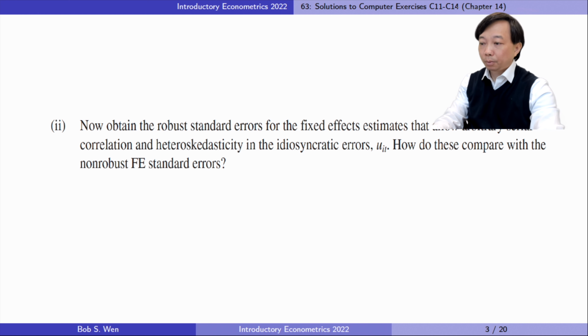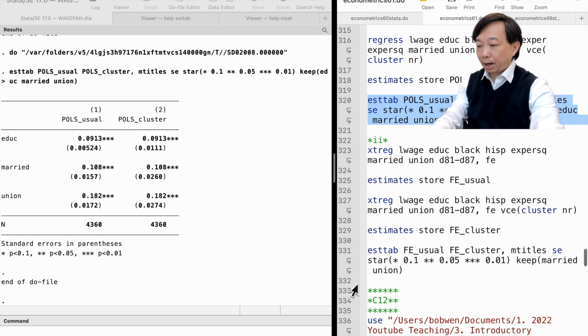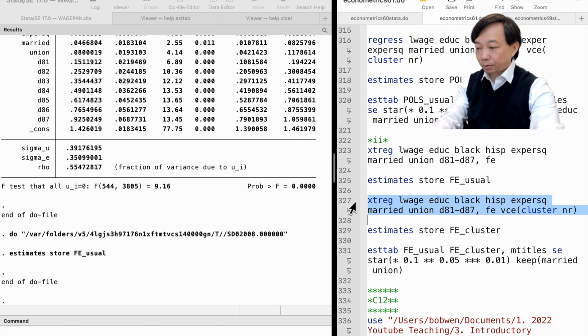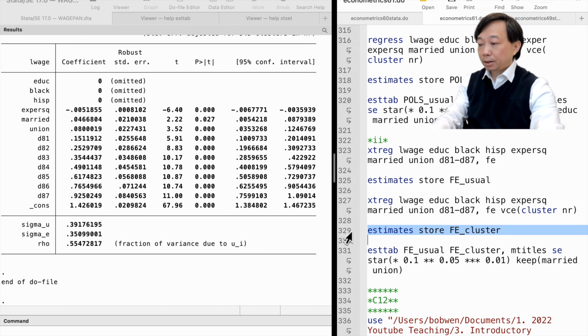In part 2, we obtain the robust standard errors for the fixed effects estimates that allow arbitrary serial correlation and heteroscedasticity in the idiosyncratic errors. How do these compare with the non-robust fixed effects standard errors? We use the xtreg command and the fe option to estimate the model by fixed effects. We specify the robust standard errors using the variance-covariance matrix option. Then we compare the results in the table.